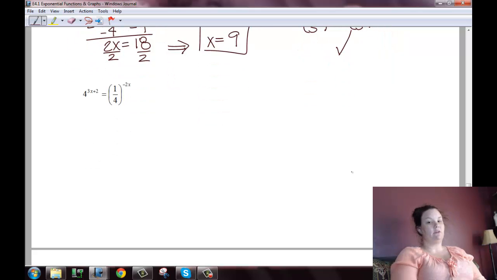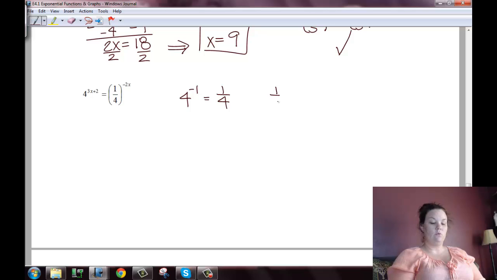Now this one's a little bit different. On one side we have a fraction, on one side we have a whole number. So we have to figure out how can we write these with the same base. With 4 and 1/4 we have a correlation. I could write it as 4 to the -1, which gives me 1/4.